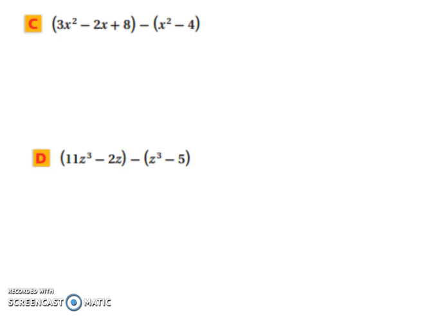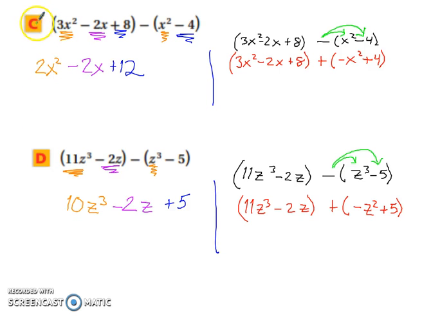Try these next two on your own. When you return to the video, the answer will be revealed below. See how close you get. Alright, so let's look at C. We have 3x squared, and then we have minus x squared, so we're left with 2x squared. We have this minus 2x, and there's nothing else, so minus 2x. And then we have positive 8 minus negative 4, so minus a negative is like adding a positive, so 12.